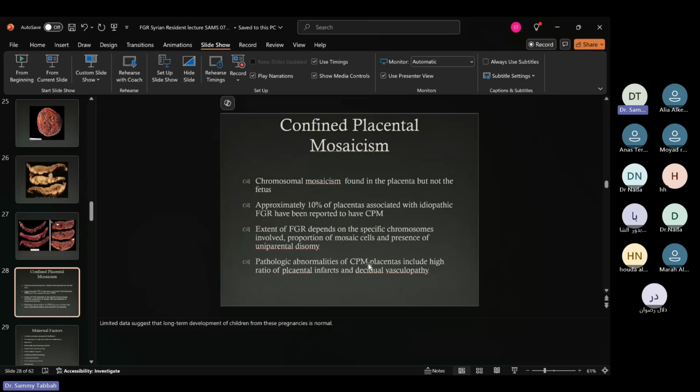So here's confined placental mosaicism, which is where a chromosome abnormality can be present in the placenta itself, but not in the fetus. It's predicted that up to 10% of placentas in growth restricted pregnancies can have abnormalities in chromosome number that are confined to the placenta and not the fetus. And the severity of the growth restriction depends on the chromosomes that are involved and the number of cells that are affected by that chromosome condition.